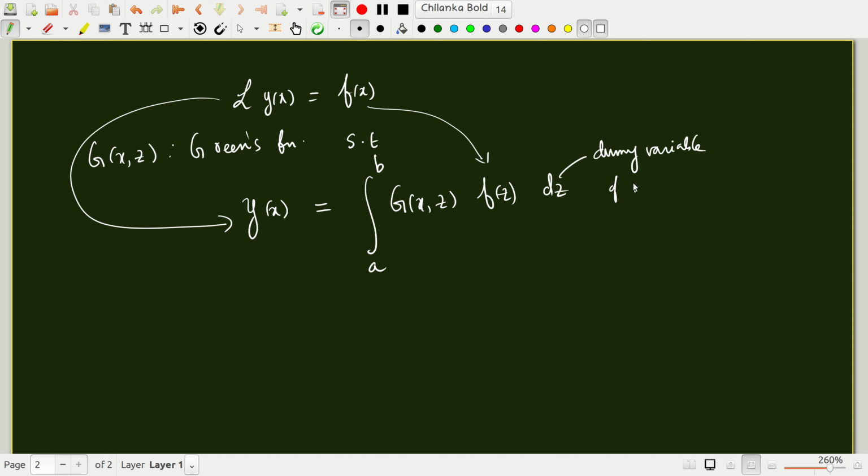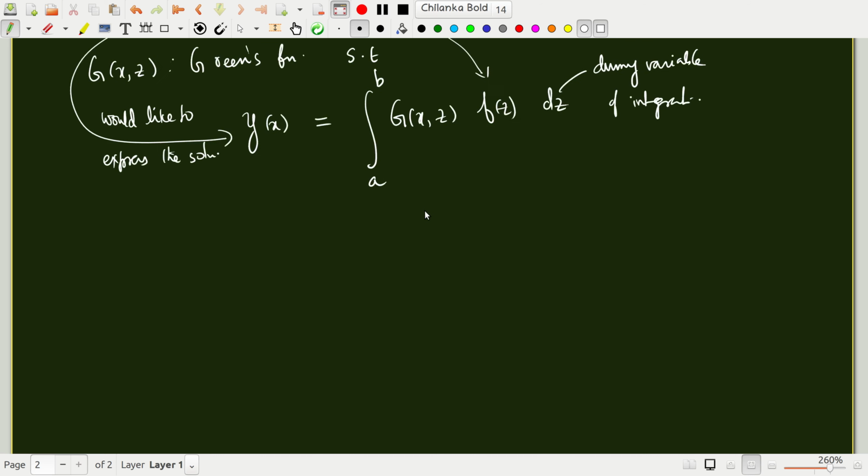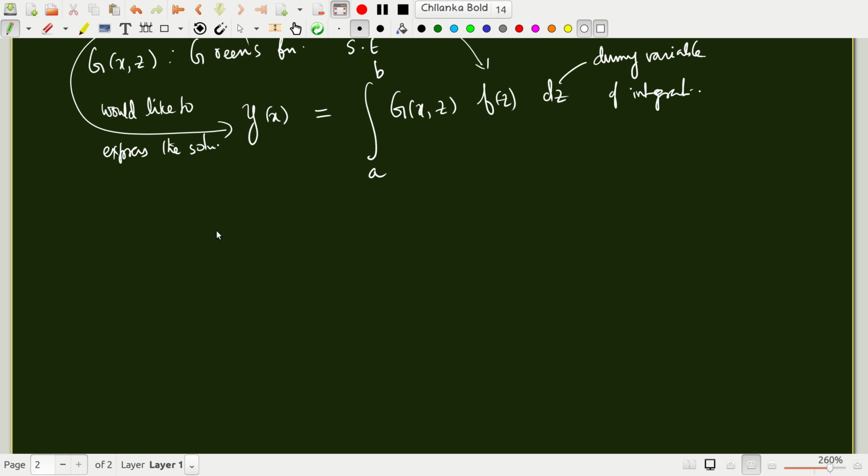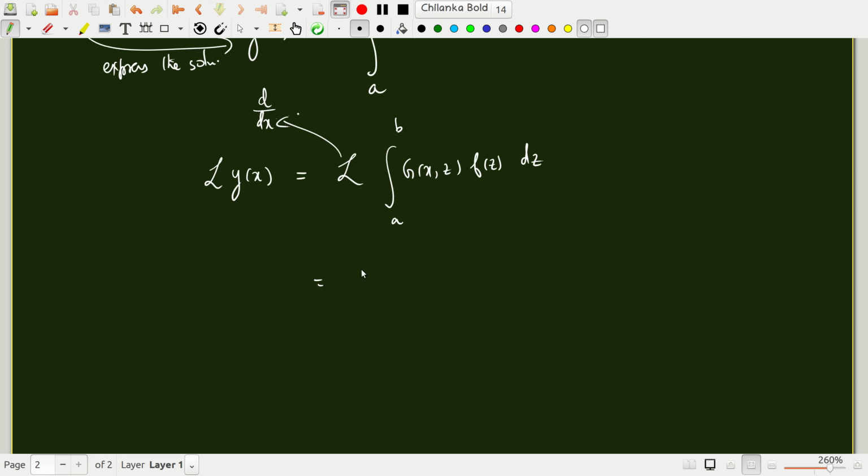We would like to express the solution of that differential equation in this fashion. Then what is g of x,z? How do we find g of x,z? Now let's operate both sides of this equation by the linear operator L. So L y of x is L times the integral from a to b of g of x,z f of z dz. Remember, L has differentials with respect to x. Because an integral is like a sum and L is a linear operator, L can go inside the integral to give L g of x,z times f of z dz.